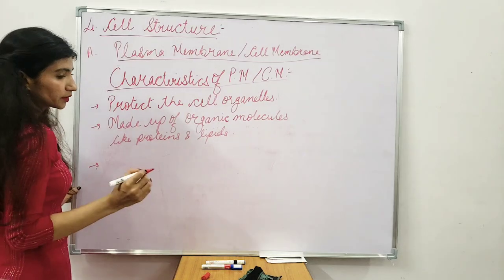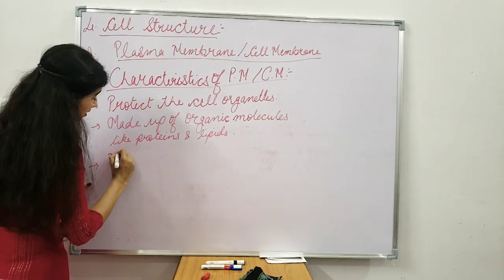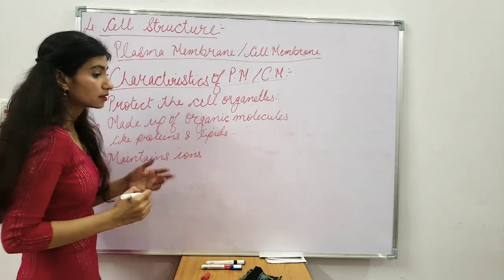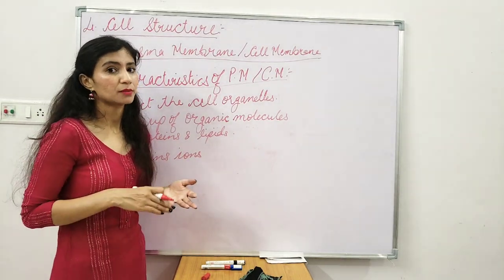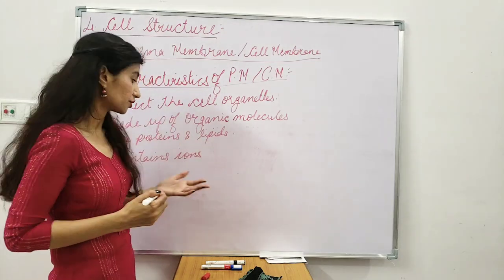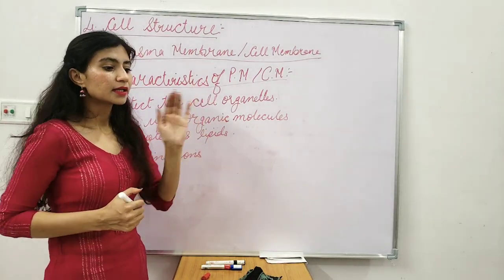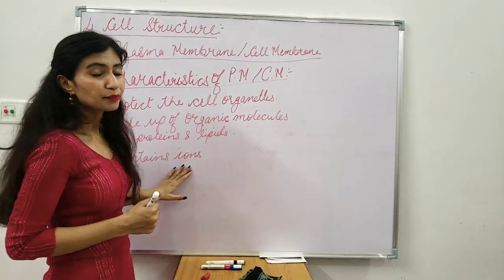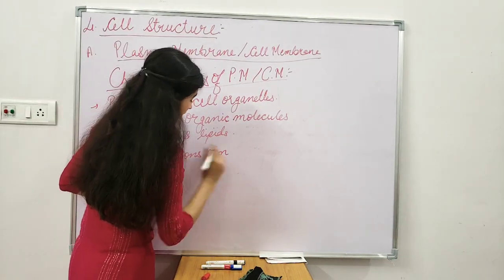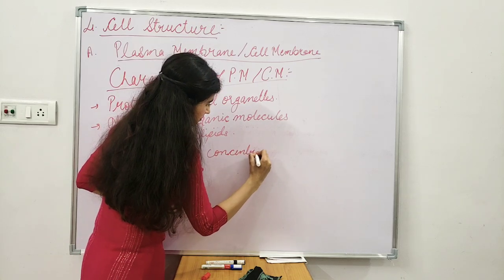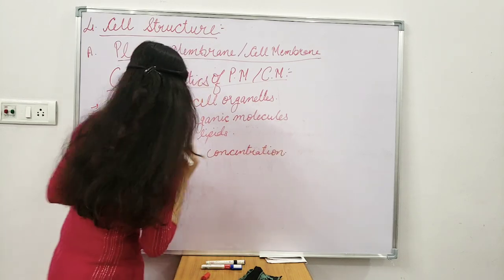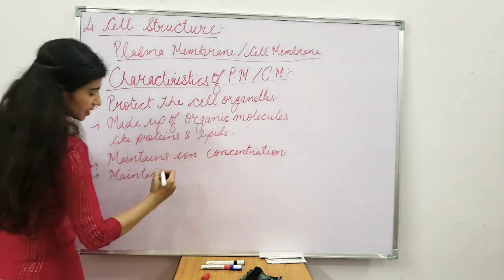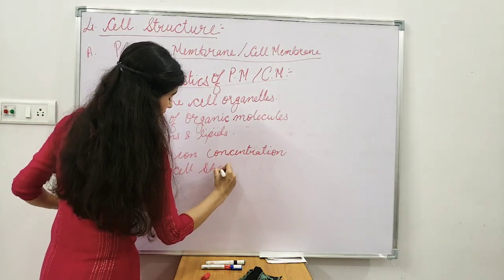next thing is, what does this do? It maintains the ion concentration. Ions are present in the water, such as sodium, potassium, chlorine, magnesium and calcium ions, and they are very important for the cell. They are present inside and outside the cell as well. Certain of these ions are present inside and a few of them outside the cell, and it is very important to protect the ion concentration. So it maintains the ion concentration. Okay, it maintains the cell shape. Very important. Okay?